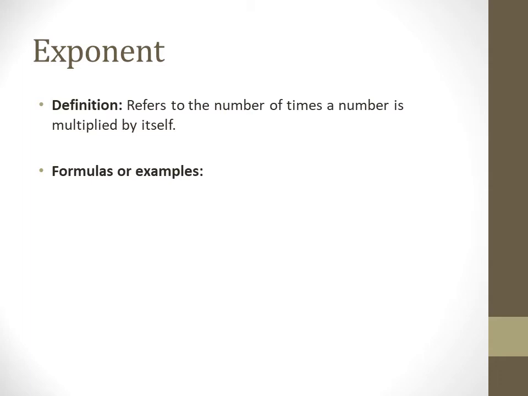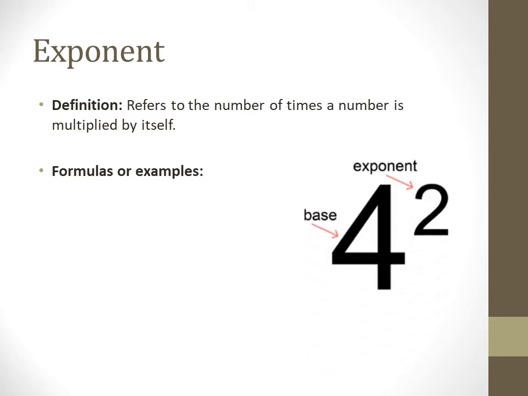So what do you mean by that? Well, surely we've seen these before. All right, we've got our base number 4 and our exponent 2. So what does this look like? Well, it looks like this. 4 squared, or 4 to the second power, is simply 4 times 4, and that equals 16. It is a number that is multiplied by itself.